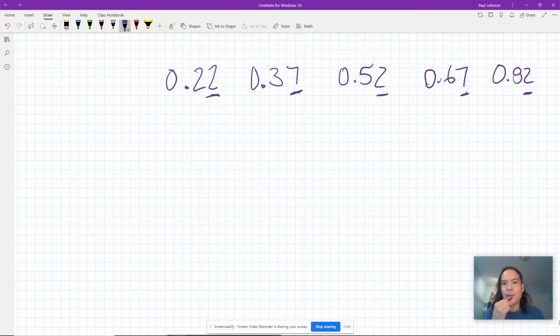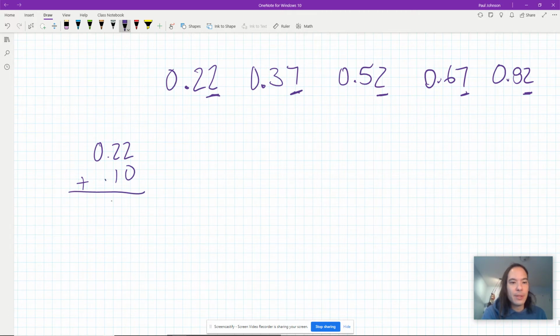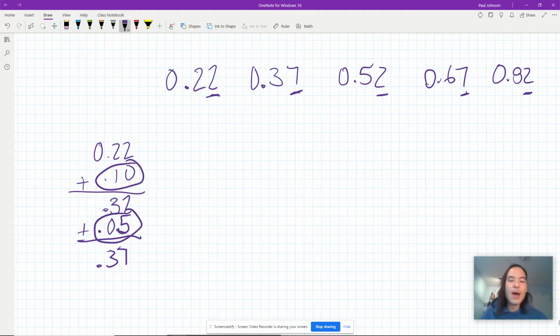So if you think about it, if we added 10, it would be 32 hundredths, right? So let's take a look at 22 hundredths. If we added 10 hundredths, it would be 32 hundredths, right? How many more to get to 37? If you said we still need 5 hundredths, between 10 hundredths or 1/10 and 5 hundredths, that's 15 hundredths. So it looks like every time we add 15 hundredths, we get the next number.